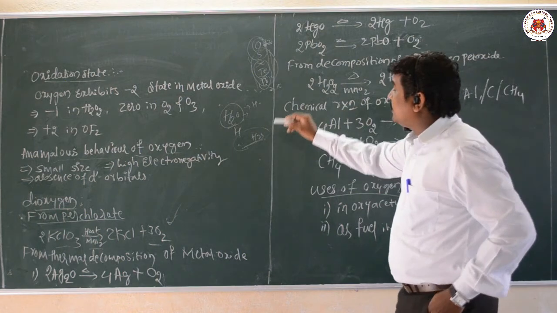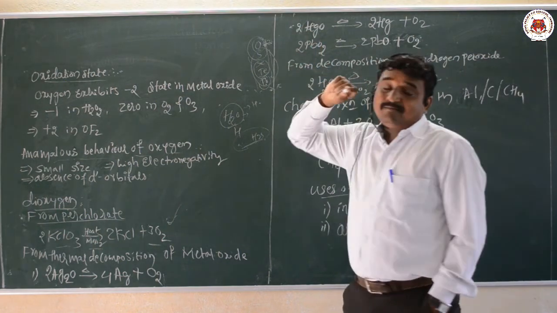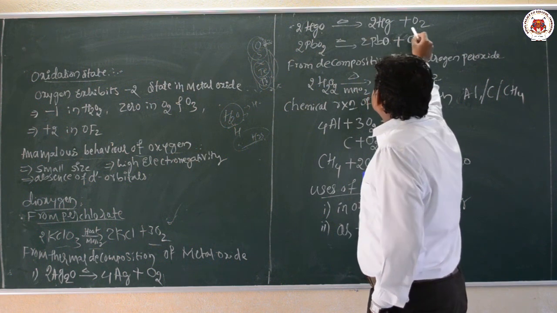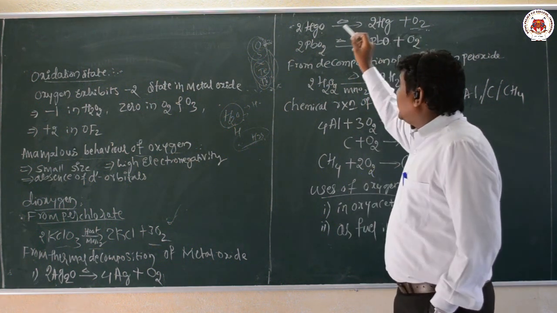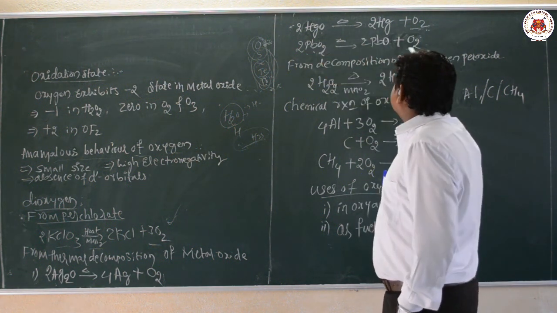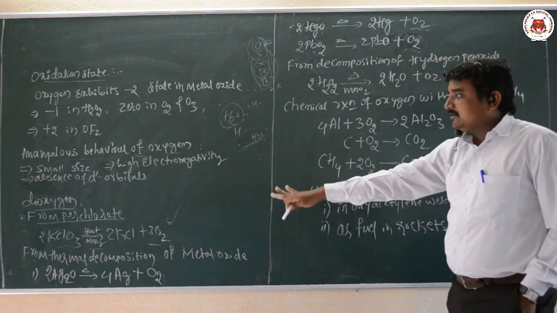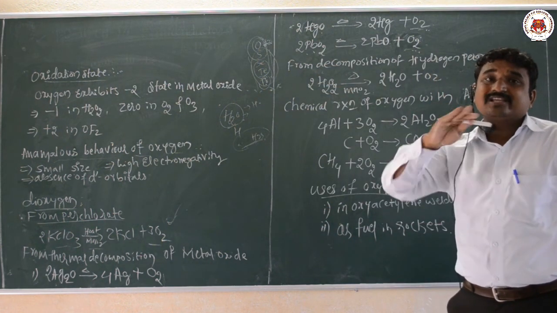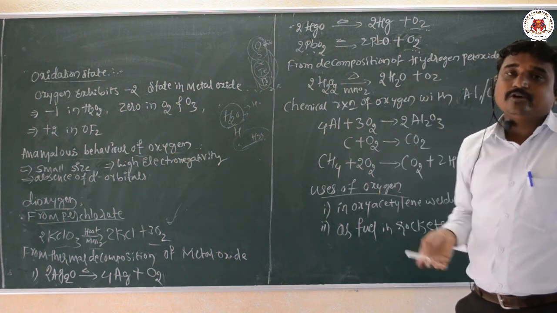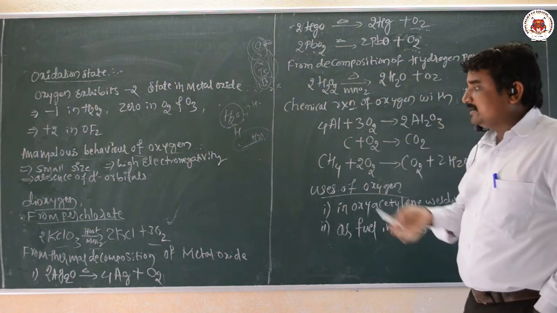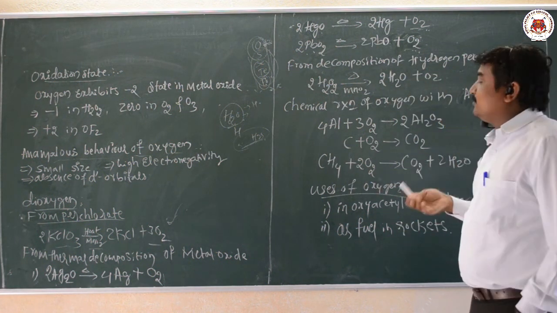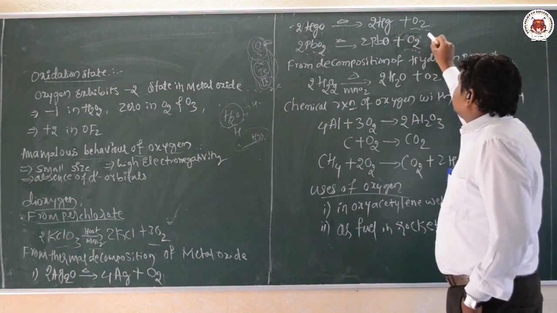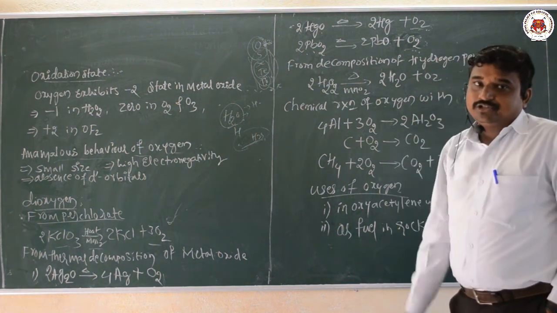Similarly, I have taken one more example, mercuric oxide. Here also, on heating there is a formation of O2, and with lead dioxide, again a formation of O2. The concept is the same: the metal oxide on heating will thermally decompose and form O2. Here I have taken some examples: silver oxide, mercury oxide, lead oxide. These are the methods used to prepare dioxygen.